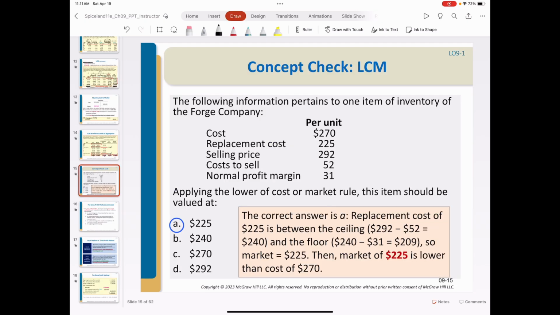Okay, so here we have the given information, cost. And then the next is, what is the market value? To determine the market value, we need the ceiling. Ceiling is the net realizable value, which is expected sales price subtract cost of sale. It's 52, that's 240. The floor is 240, subtract normal profit margin 31, so it's 209. Replacement cost is 225, which is between, so we use 225. The answer is 225.